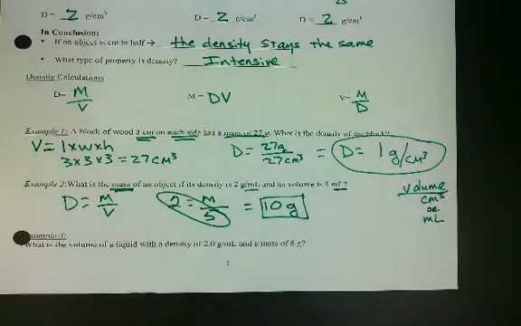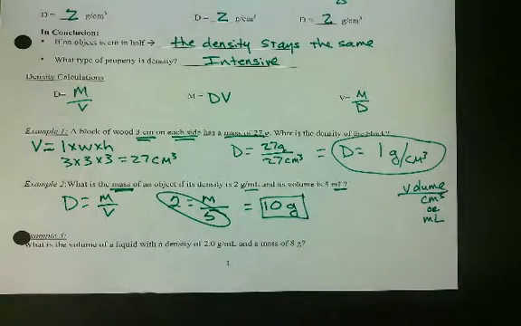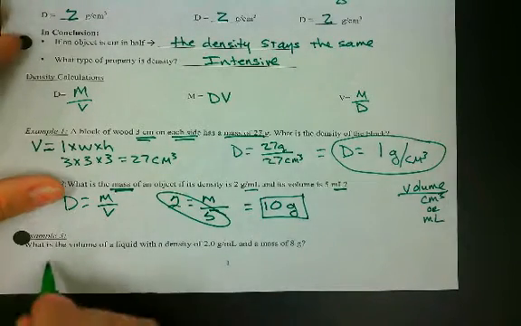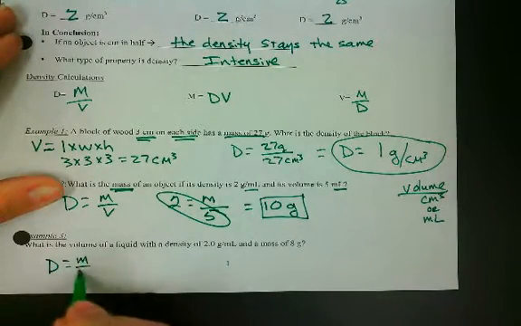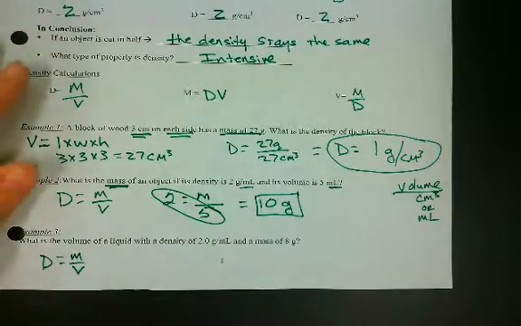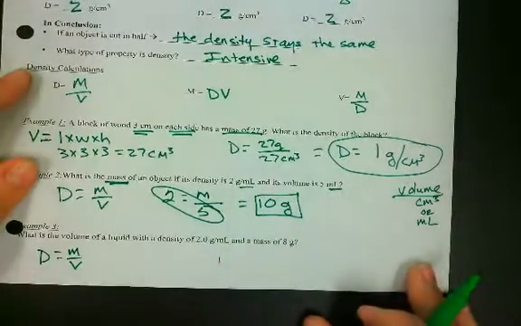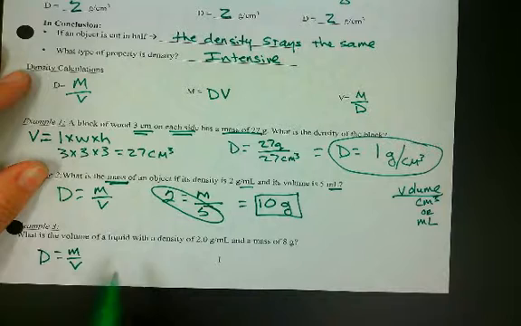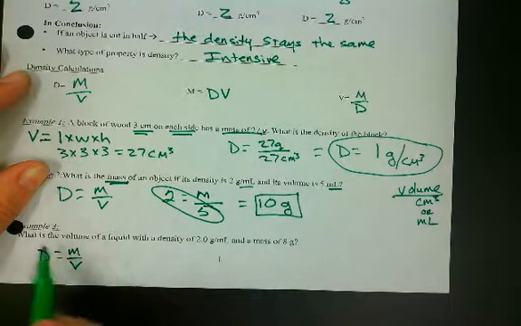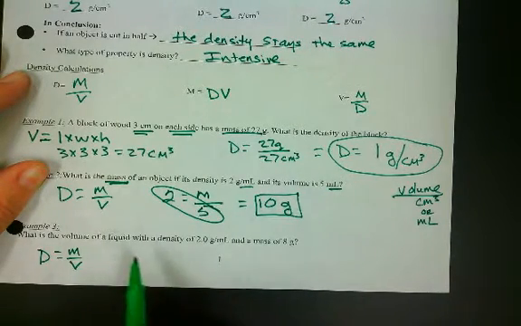On example 3, it says, what is the volume of a liquid with a density of 2 grams per milliliter and a mass of 8 grams? So same setup, D equals M over V. If you're comfortable doing the cross multiplication, that's what I suggest. That's going to be the easiest one that we use in class. So we just start plugging our numbers in.